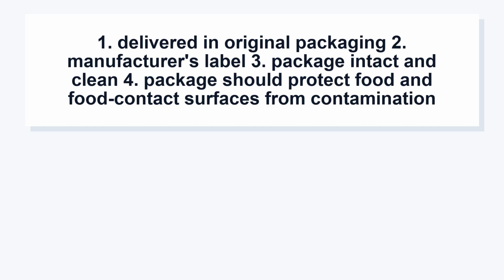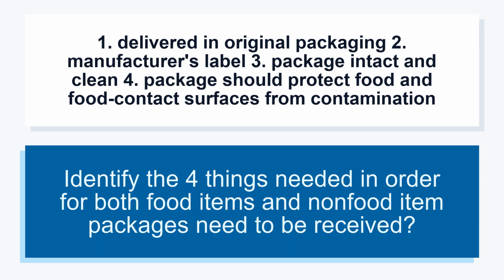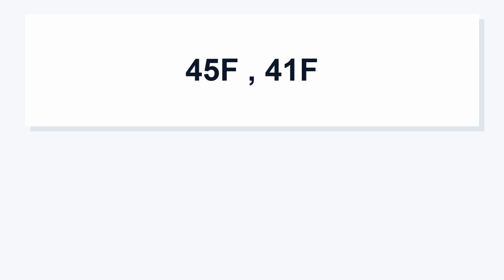1. Delivered in original packaging. 2. Manufacturer's label. 3. Package intact and clean. 4. Package should protect food and food contact surfaces from contamination. Identify the 4 things needed in order for both food items and non-food item packages need to be received. 45F, 41F.